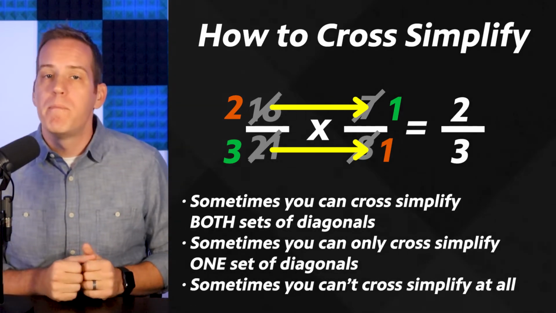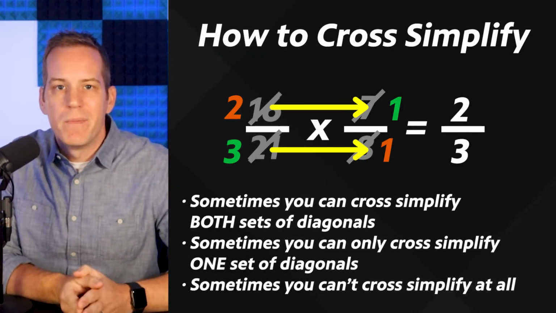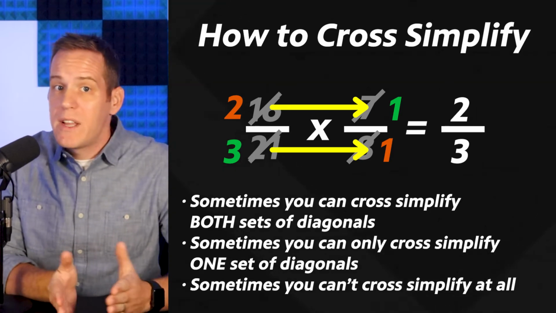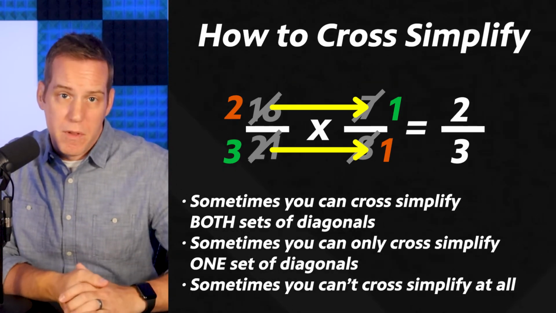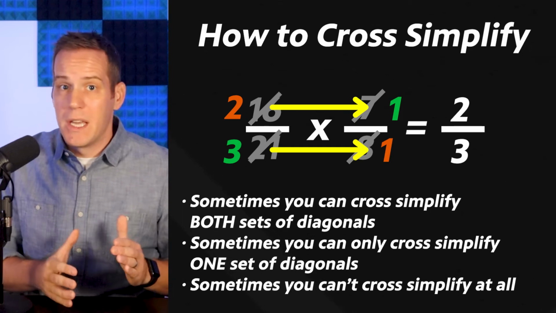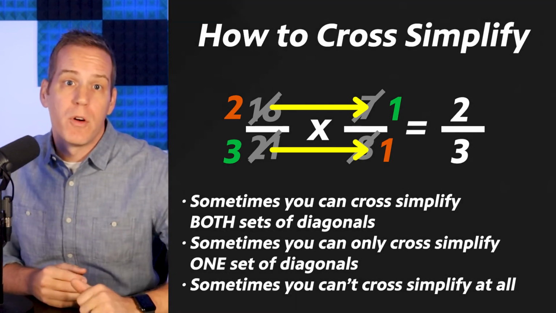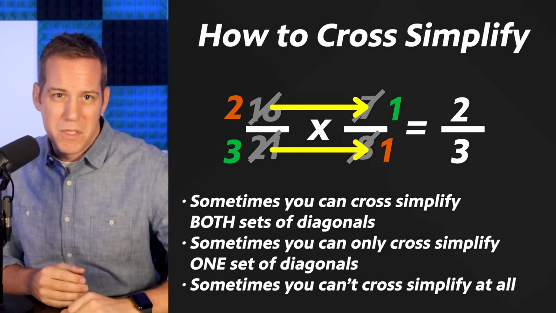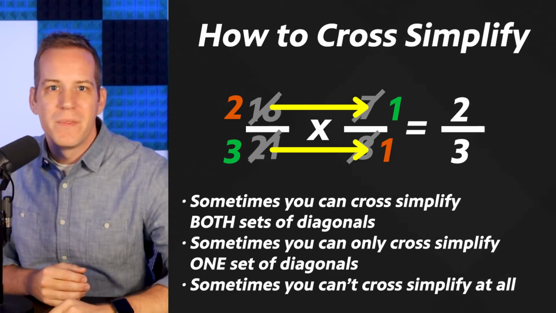Sometimes you can cross-simplify both sets of diagonals, like this one. Sometimes it's just one set of diagonals, and sometimes you can't cross-simplify at all. But by learning this skill, you can zip right through those mixed number or fraction multiplication problems. Now let's practice a few. Time to go to the whiteboard.